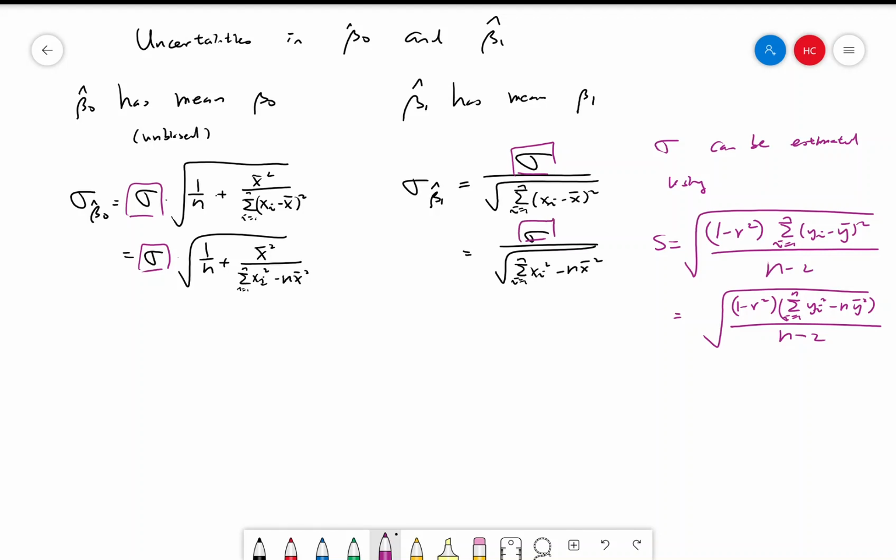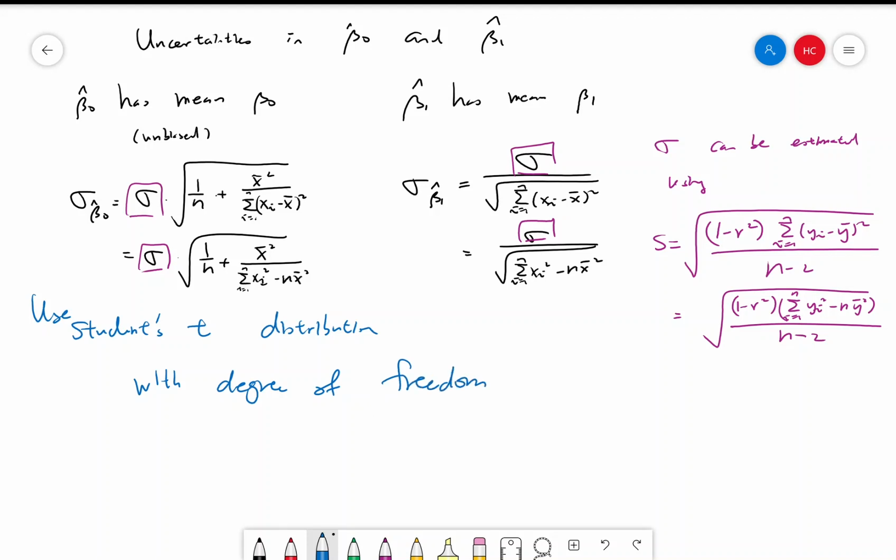Okay, so we have the mean, we have the standard deviation, and the last thing we have to know is that to deal with estimates of beta 0 hat and beta 1 hat, we use the student's t-distribution. And whenever we use the student's t-distribution, we need a degree of freedom. The degree of freedom is n minus 2. Alright, I'm going to do an example in the next video.